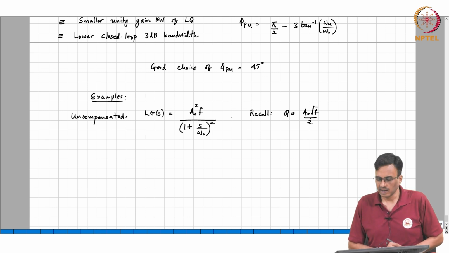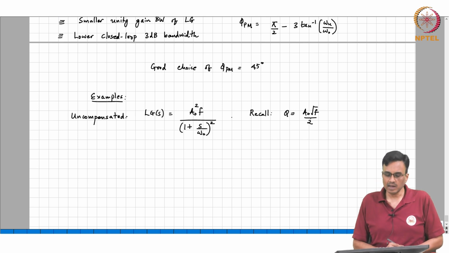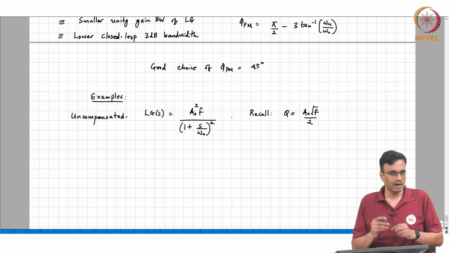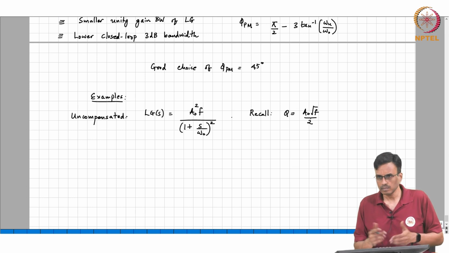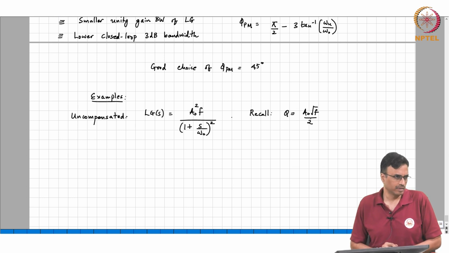So, basically this is telling us that even though the closed loop system is stable, the quality factor of the closed loop system is A naught root f by 2, and that is very large, and therefore there will be a lot of ringing. So, what did we say? Well, if you make a high order system look like a first order system, then the closed loop system will behave like a first order system, right.